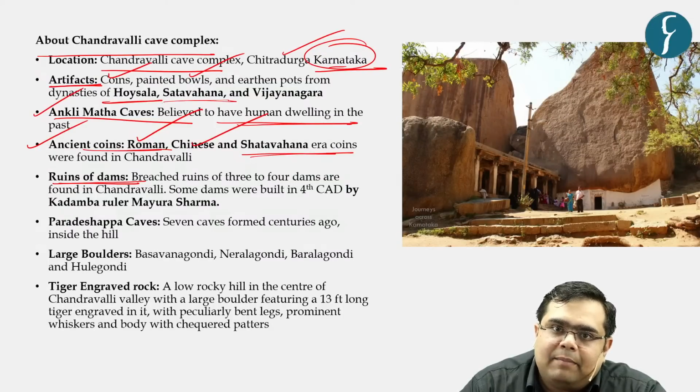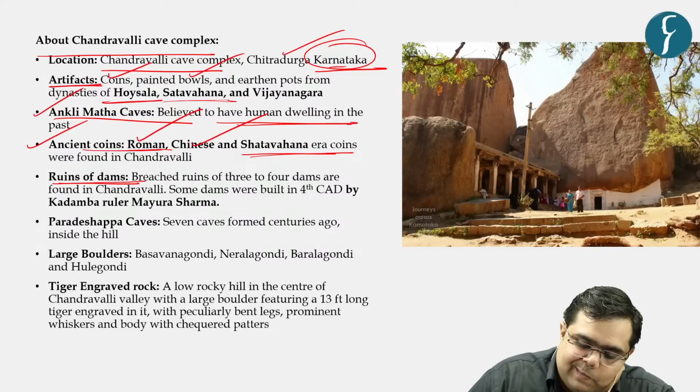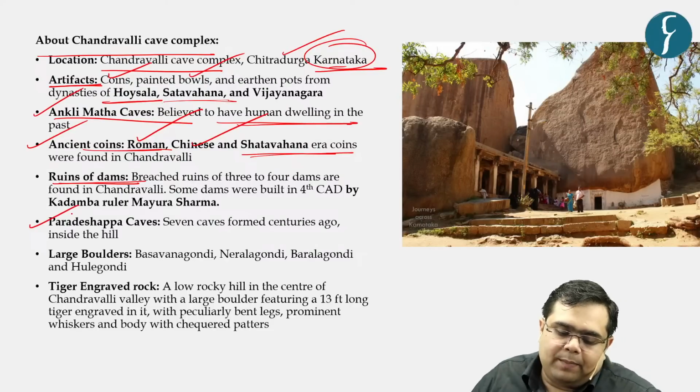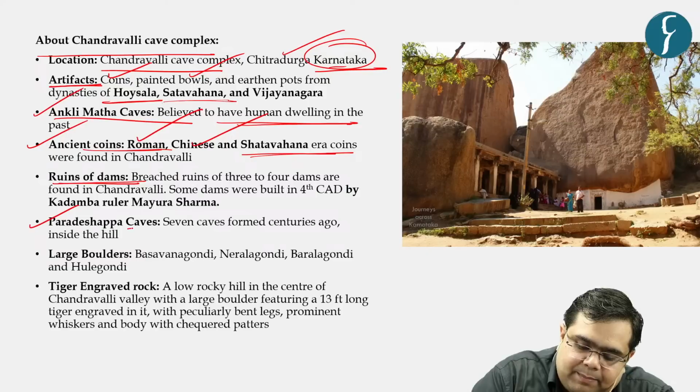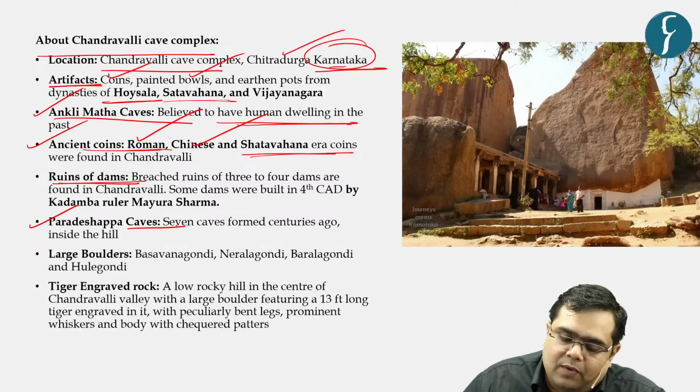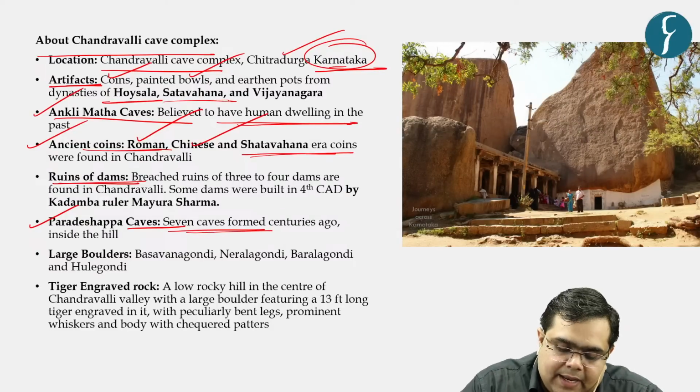So dam means better water management, that is controlling the uncontrolled water and diverting it for irrigational purposes, right? So the empires had knowledge of irrigation as well as controlling the rivers with the help of various dams. In the same complex or nearby, Pardeshappa caves have also been formed. It is a set of 7 caves formed centuries ago inside a hill.